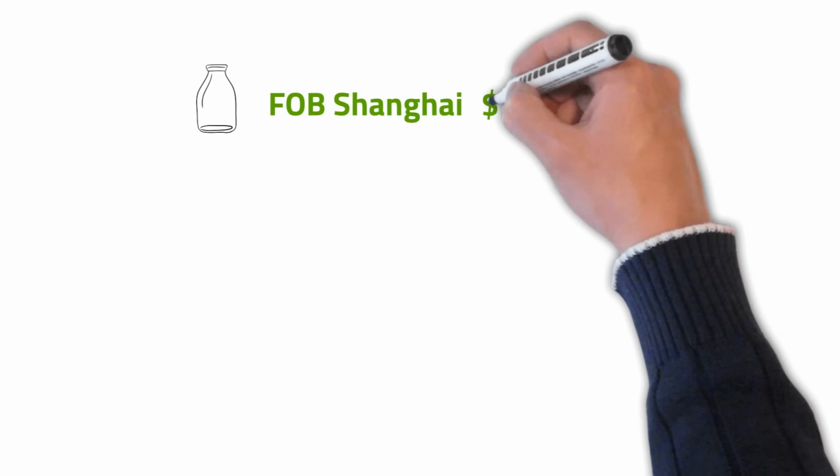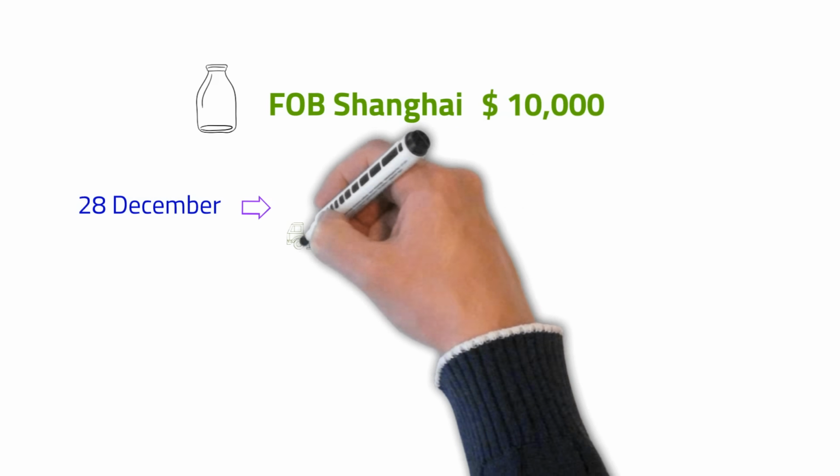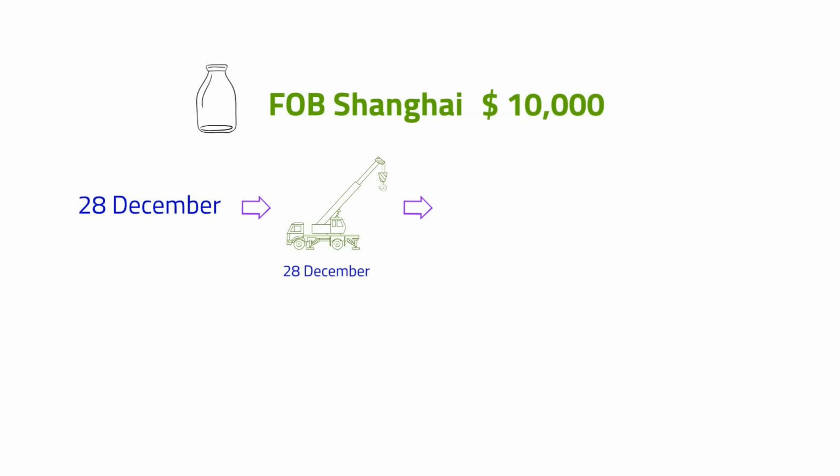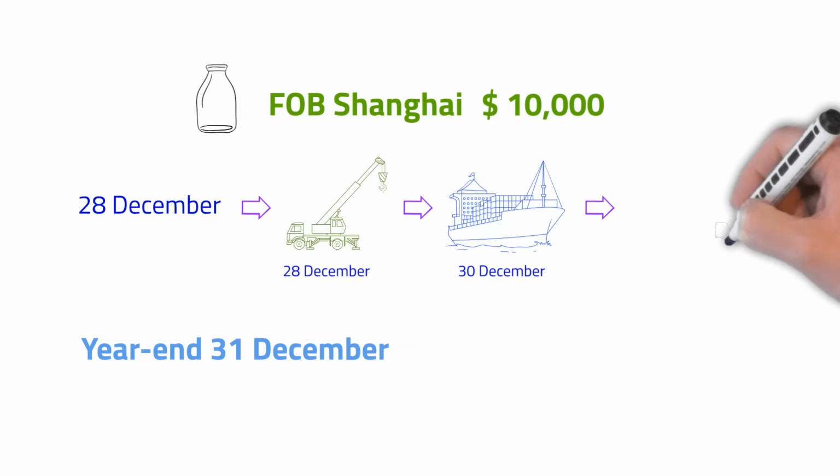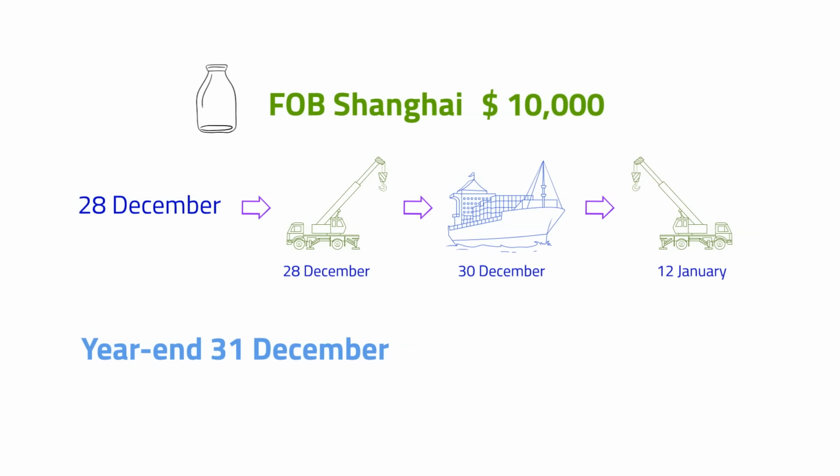We buy jars FOB Shanghai on 28th December for $10,000. They are loaded on a container ship that day. The ship departs on 30th December. Our fiscal year end is the 31st December. The vessel arrives on the 12th of January.